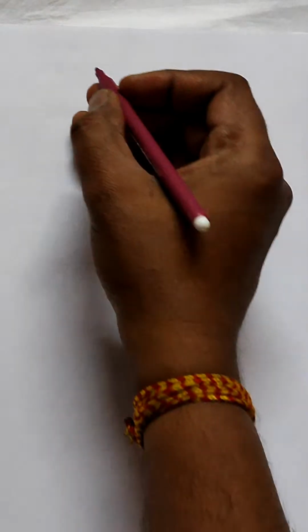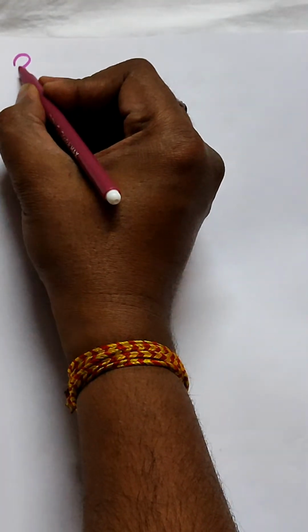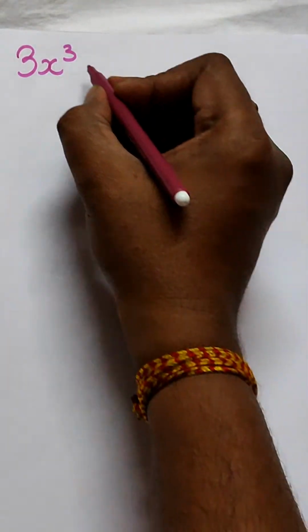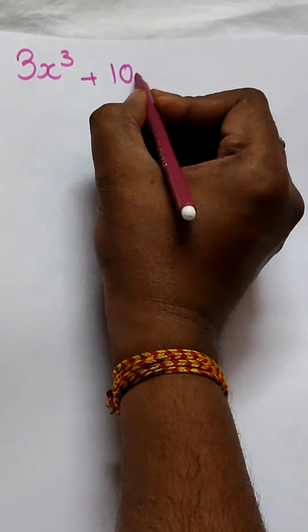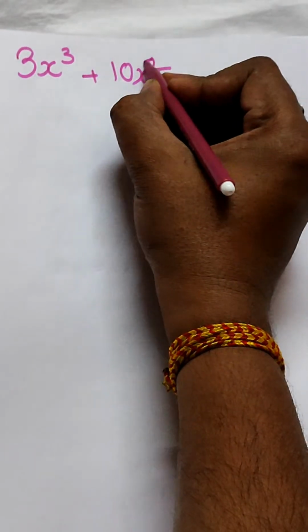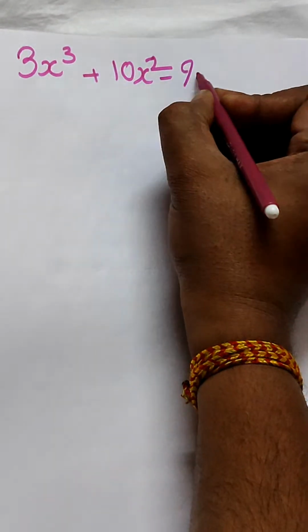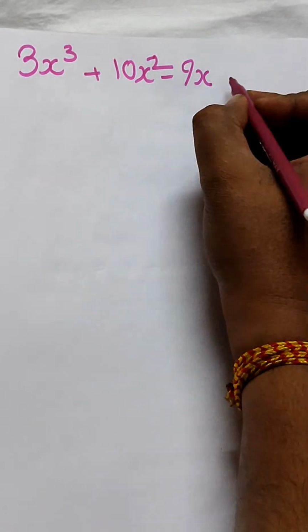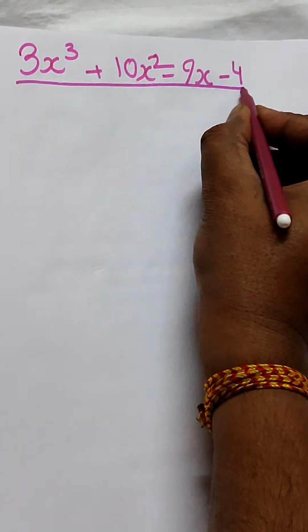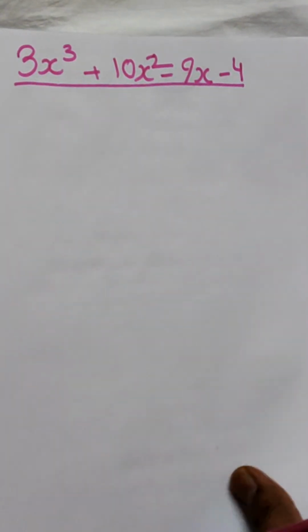We'll solve one question where a polynomial is given to you. The polynomial is 3x cube plus 10x square minus 9x minus 4. This is the polynomial given to you, right?